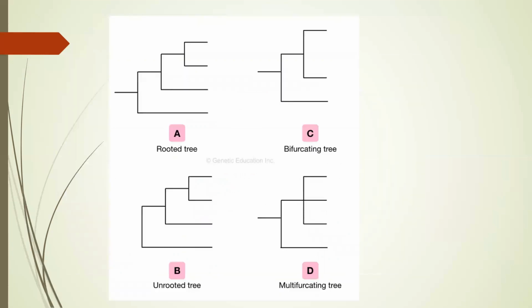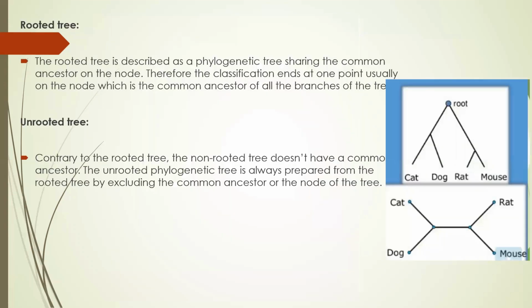So there are different types of trees. You have a rooted tree, an unrooted tree, a bifurcating tree, and a multifurcating tree. So let us look into each one now. The rooted tree. A rooted tree is described as a phylogenetic tree sharing the common ancestor on the node. Therefore, the classification ends at one point, usually on the node, which is the common ancestor of all the branches of the tree. So here, in this case, there is a root for the evolution of cat, dog, rat, and mouse.